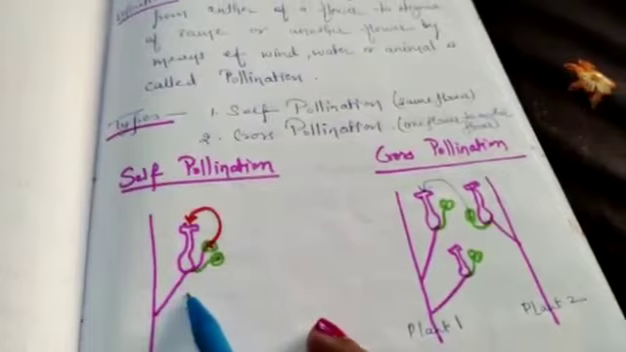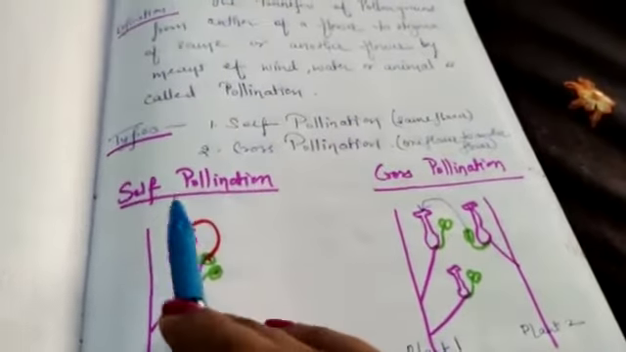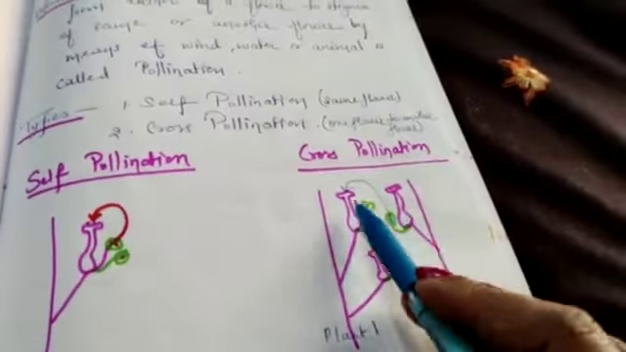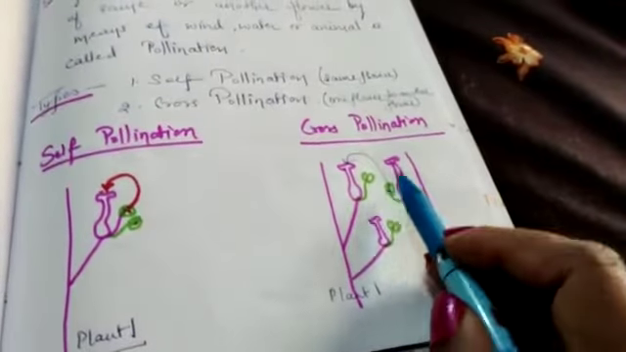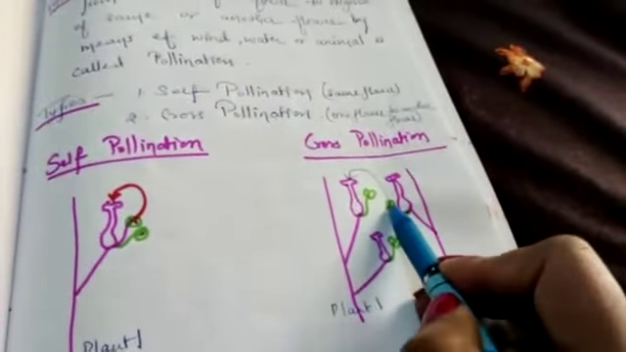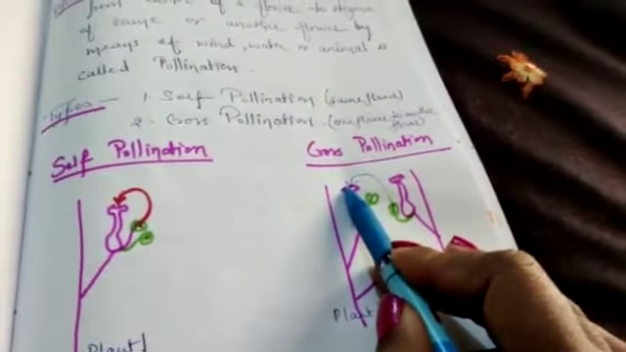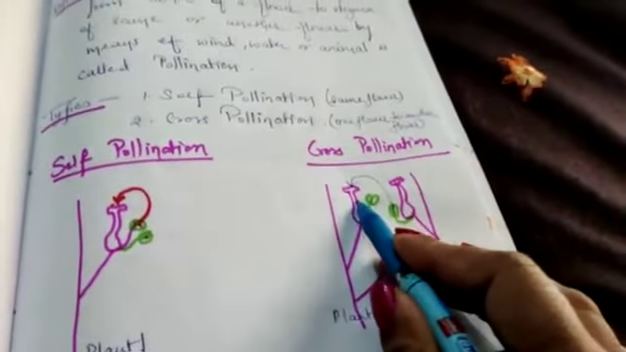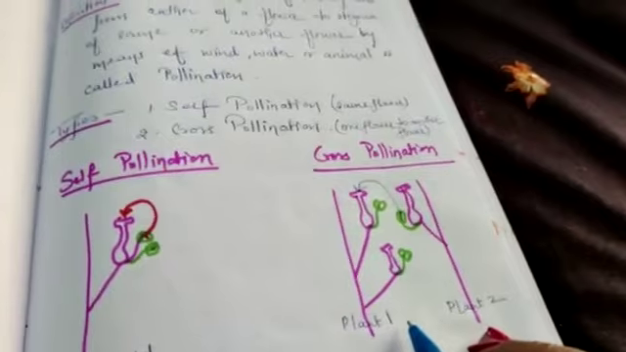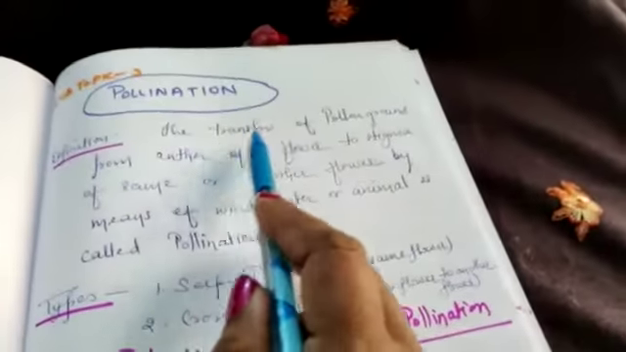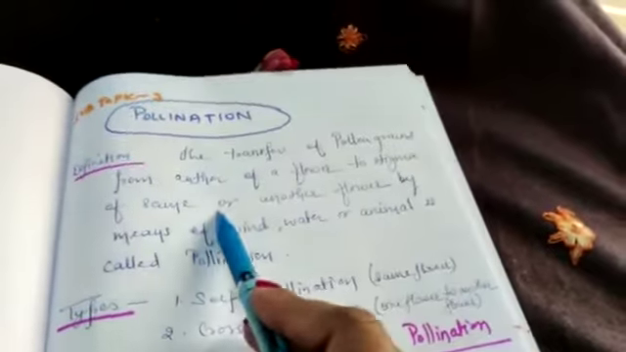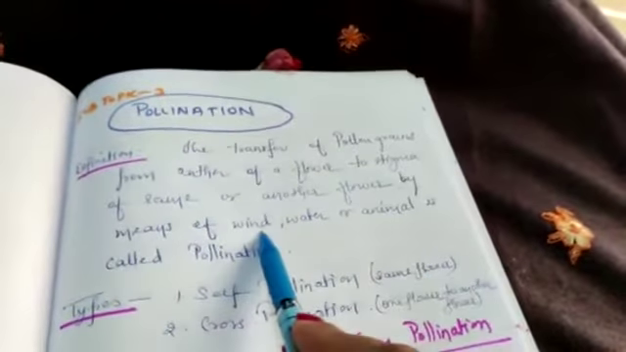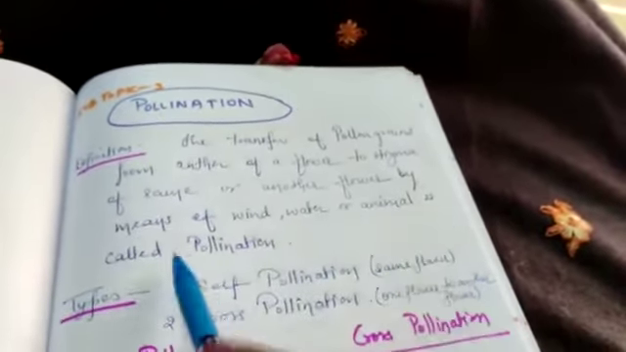If it is occurring on the same plant, same flower, that means self-pollination. If it is occurring on two different plants, plant number 1 and plant number 2, from the anther of one plant to the stigma of another plant, or from here to here also, then it is known as cross-pollination. Understood? So here, the transfer of pollen grains from anther of a flower to stigma of the same or another flower by means of wind, water, animal is called pollination.